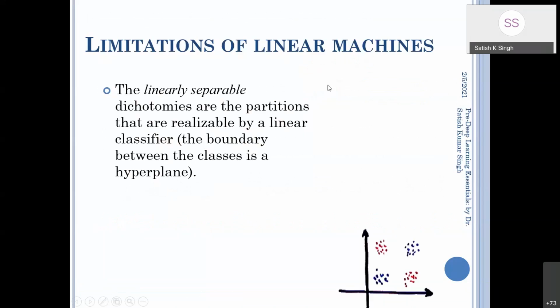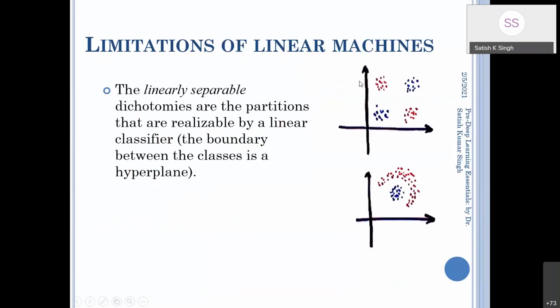Now, limitations of linear machines. Basically, if the distributions are like these, there are only two classes. Here also there are two classes, but it is very difficult to form decision boundaries, or linear decision boundaries. So it is almost impossible to classify these kinds of data distributions.